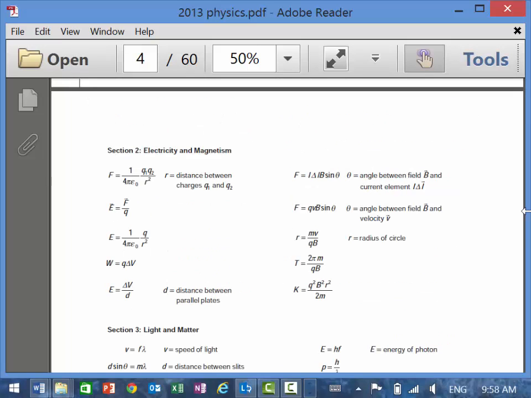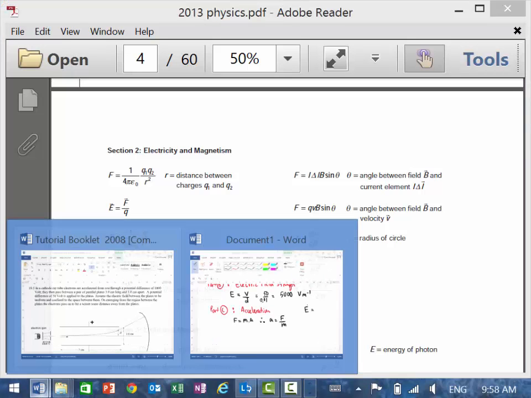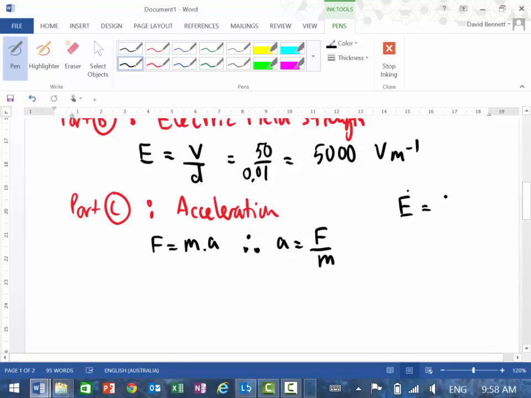Alright, so these are the formulas that we have up under here. We know that E is equal to F over Q. We also know that E is the potential difference over D. All of these formulas are the ones that we're using. So if we go back, we know that E is equal to F over Q, so F is going to be equal to EQ. Therefore acceleration is EQ over M. So that's going to be a formula to work out your acceleration, isn't it?